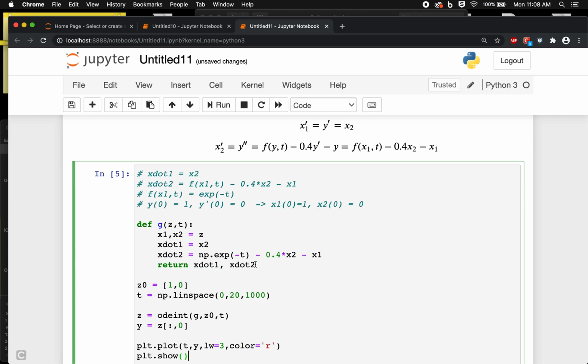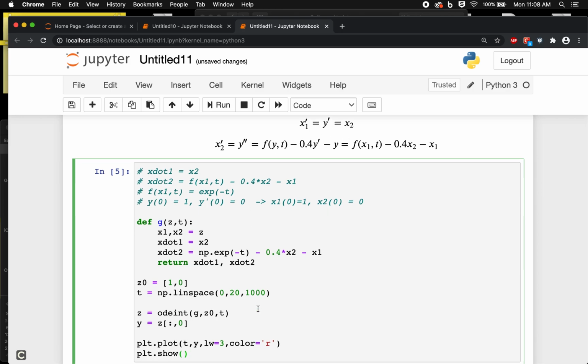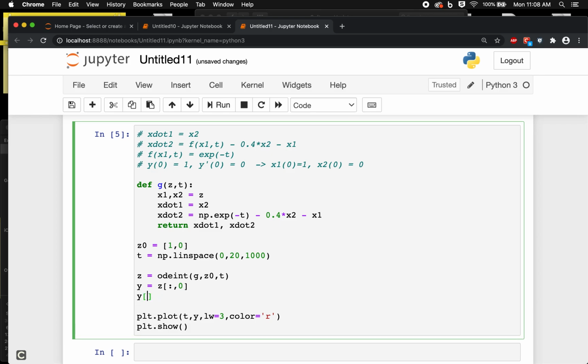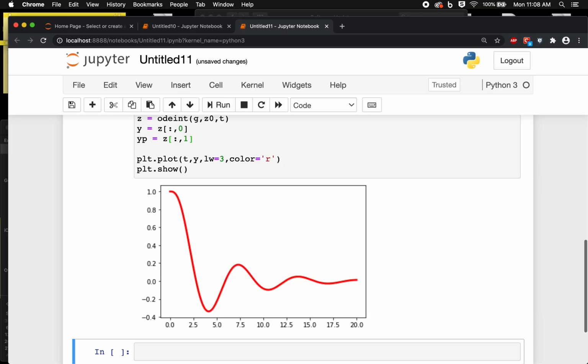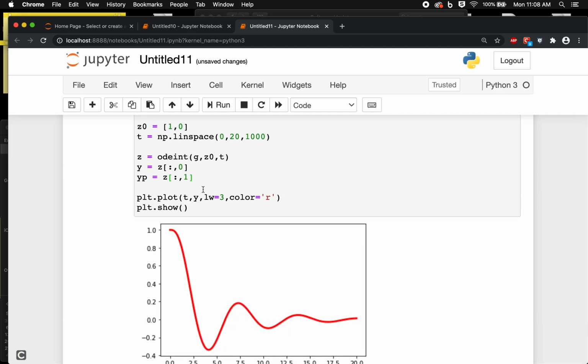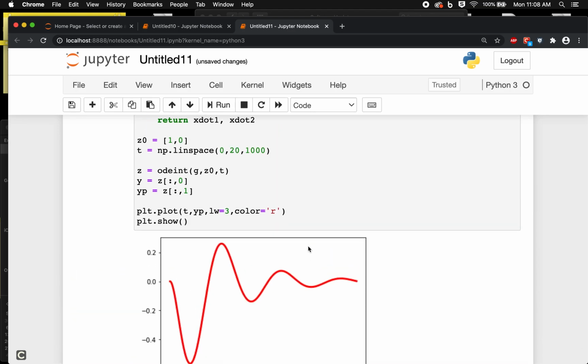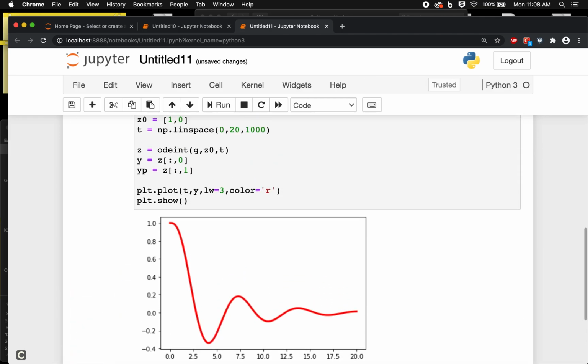Typically, when you solve second order differential equations, you don't really care about plotting y prime. You only really care about plotting the y solution. But if we wanted y prime, y prime would be equal to z[:, 1]. And so I run it, and that would be y. And if I wanted to look at y prime, right, I could run this solution, and it's going to be basically the time derivative of the other solution. So again, typically you only want to look at y.